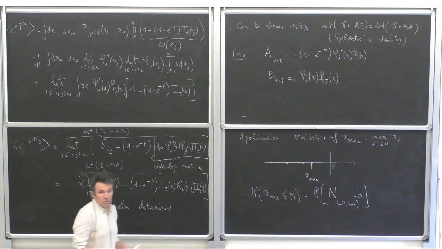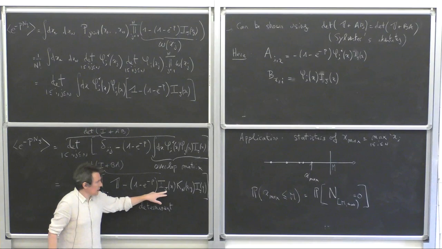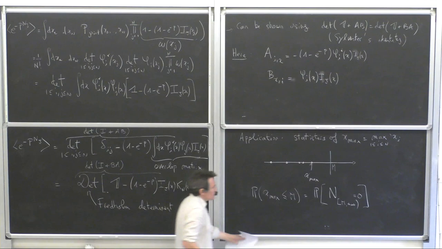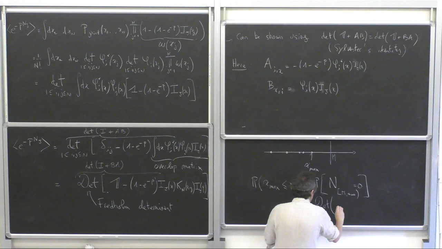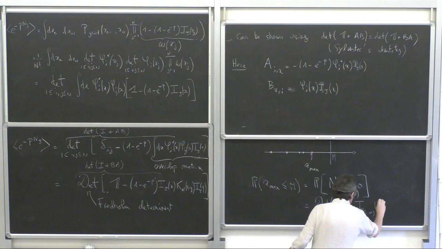We have seen before that we just need to take P goes to infinity. In that case, J will be just the projector, or the indicator function, on the interval M plus infinity. So that's something that you can immediately write as a Fredholm determinant: one minus I_{M,+∞} K_N I_{M,+∞}.